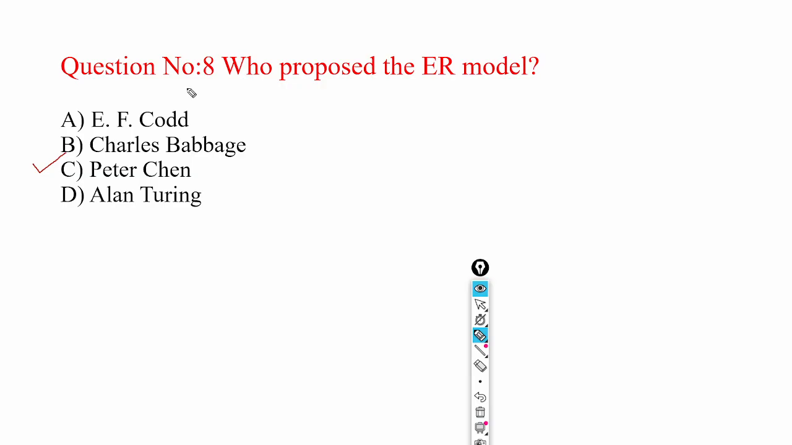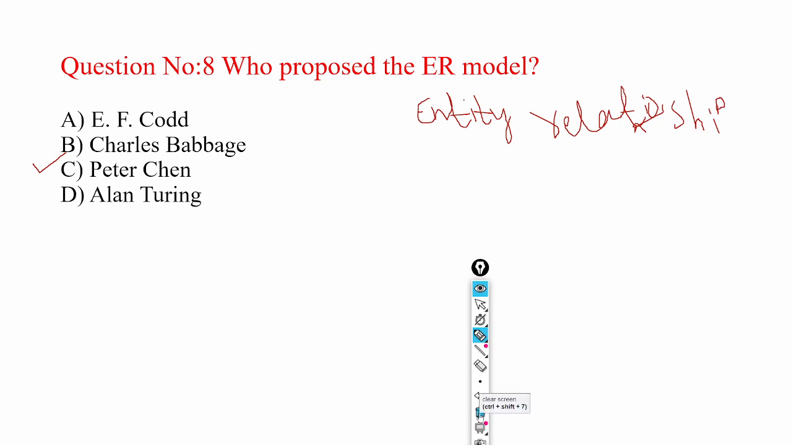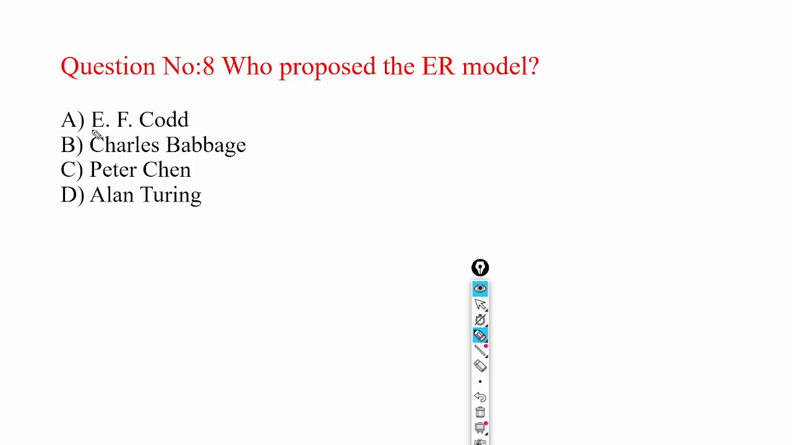So ER model means what? Entity relationship model. ER stands for entity relationship model. It was proposed by Peter Chen in which year? In 1976. It was proposed by Peter Chen in 1976.